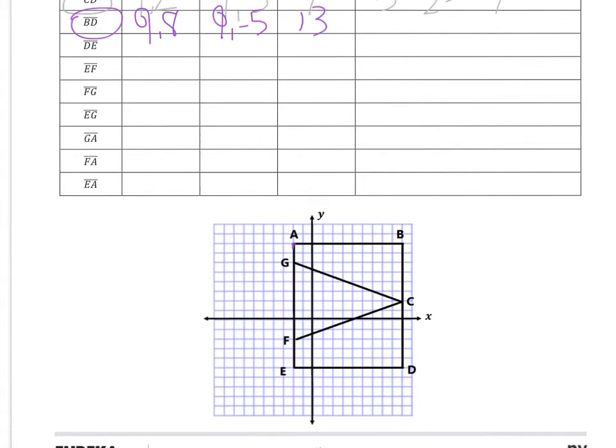And then how do we prove it? Well, 8 minus negative 5 just so happens to equal 13.